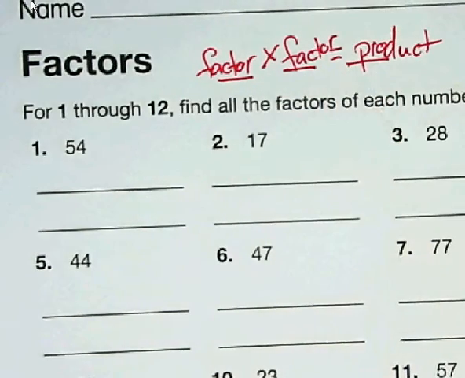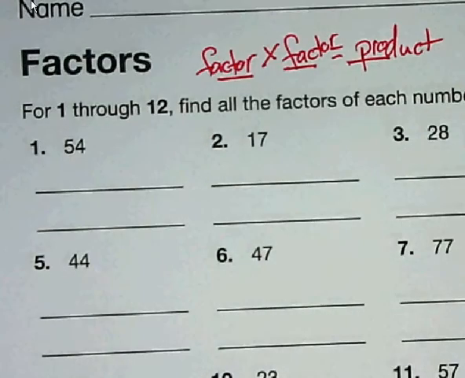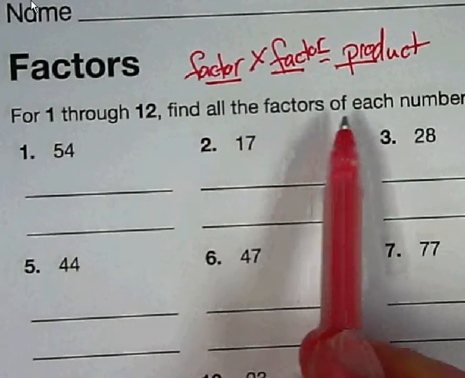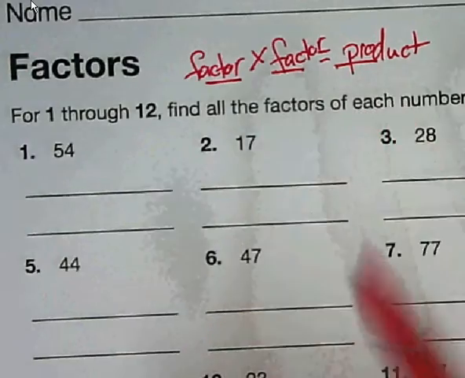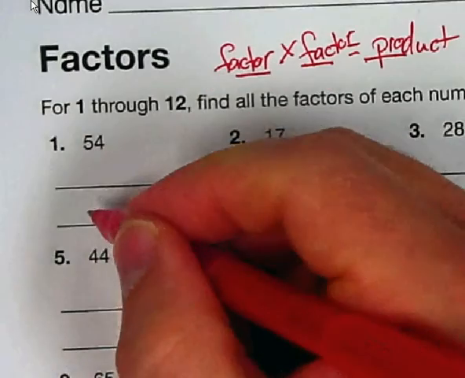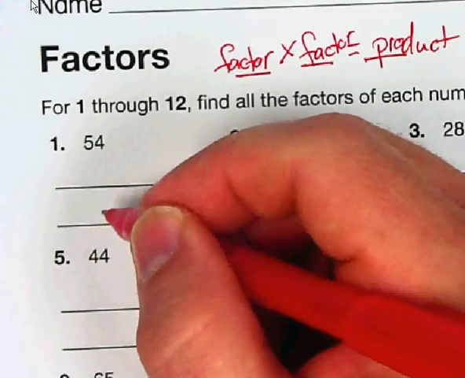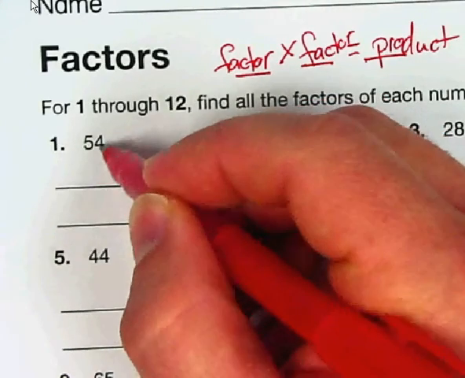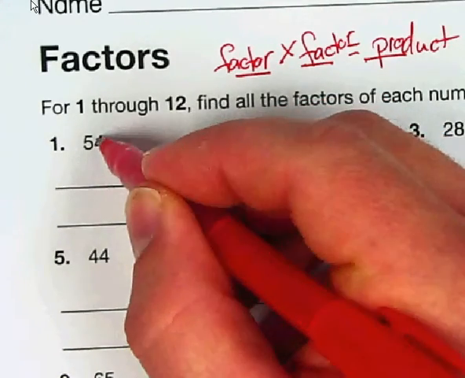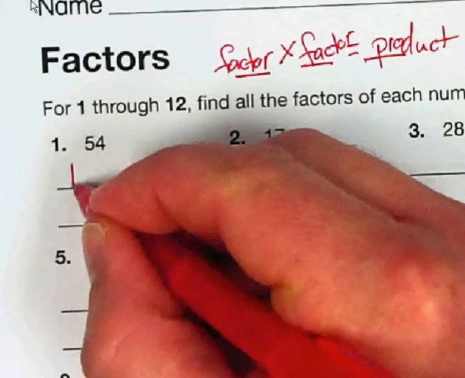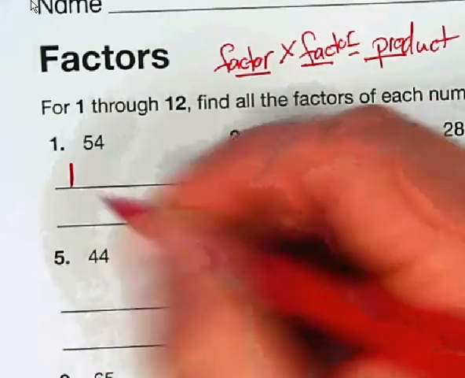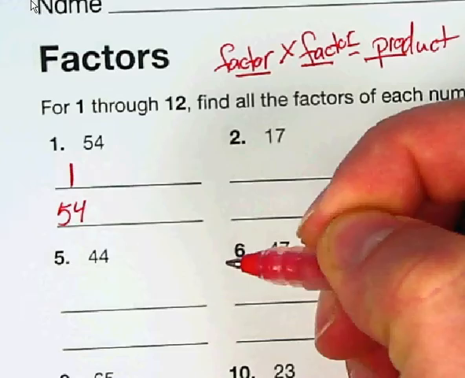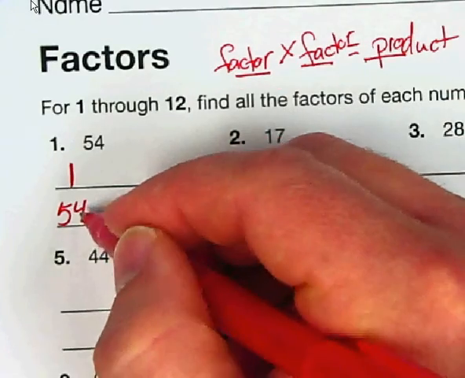Okay? So, what we're going to do is for 1 through 12, we're going to find all the factors of each number. And so here's how I'm going to show you how to do this. You can do this on this page, that's fine. But whenever we're trying to find the factor of a number, we've got 54 here, we always start with 1. So 1 is a factor of everything. 1 times 54 is going to equal 54. So 1 and 54 are our first two factors.